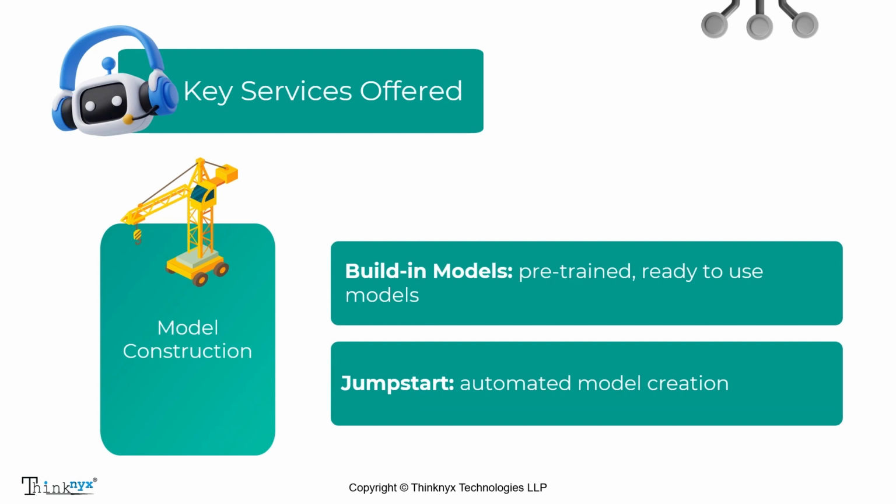SageMaker Jumpstart is a feature within Amazon SageMaker that provides built-in machine learning solutions and workflows for common use cases. It offers a curated collection of pre-trained models, sample notebooks, and end-to-end pipelines, empowering users to effortlessly begin their machine learning projects without requiring deep expertise or manual configuration.